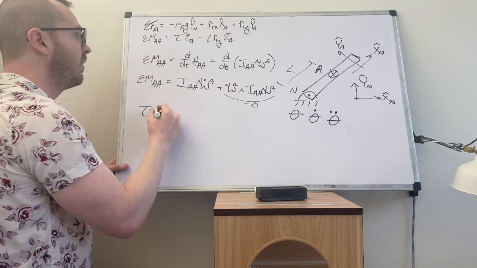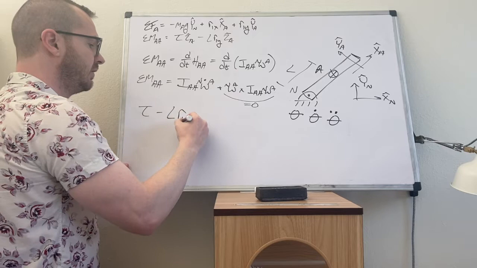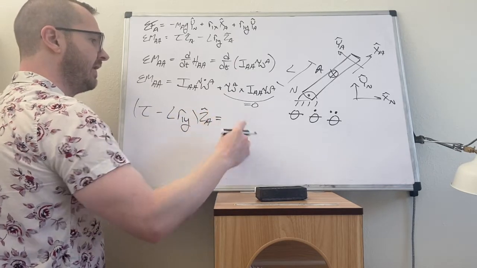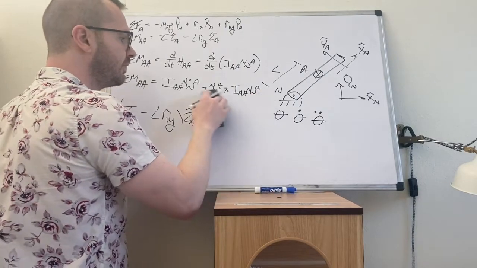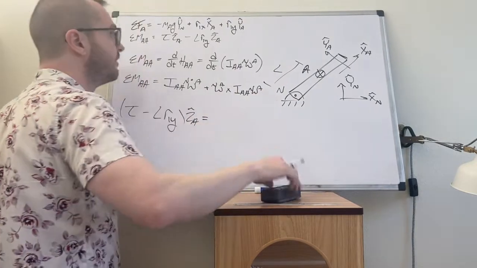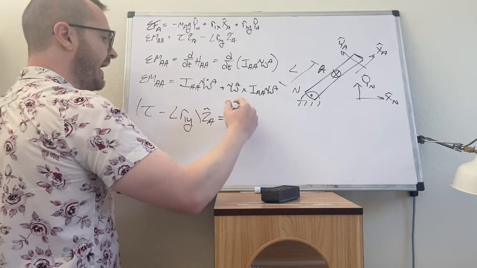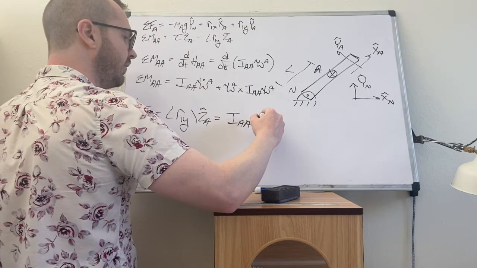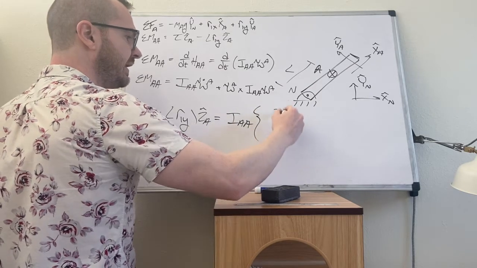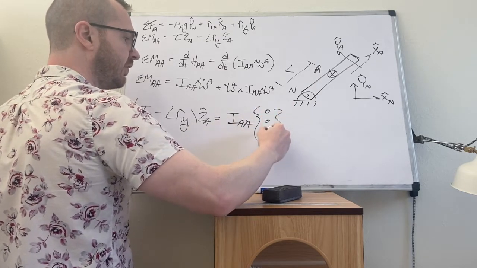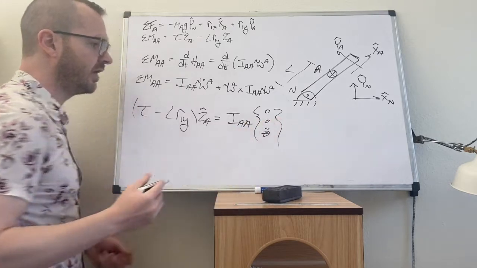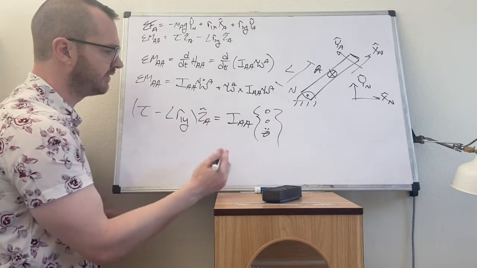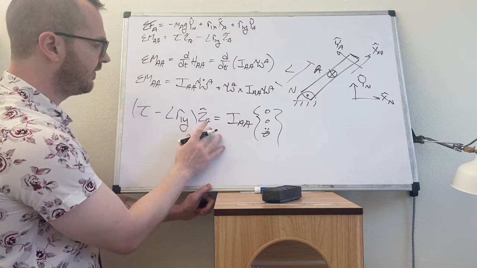I'm just going to bring this down. We've got tau minus L R1Y, this was ZA, and this is equal to the IAA times omega NA dot. Now, omega NA dot is 0, 0, theta double dot, because again, simple rotation about the shared z-axis. The left-hand side I've written is just the vector.